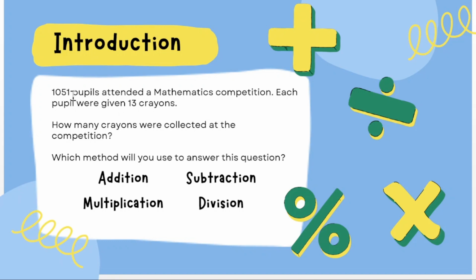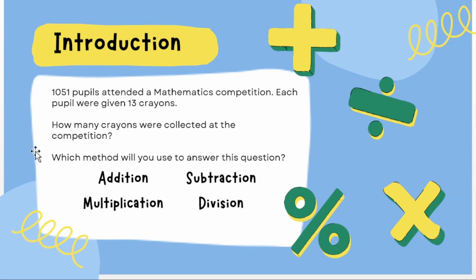Since we have 1051 pupils and 13 crayons were given to each of them, that means 13 crayons is appearing 1051 times. That is, we are adding 13 crayons repeatedly 1051 times. So that means we're multiplying. That's the method we're going to use to answer this question. We'll come back to this.